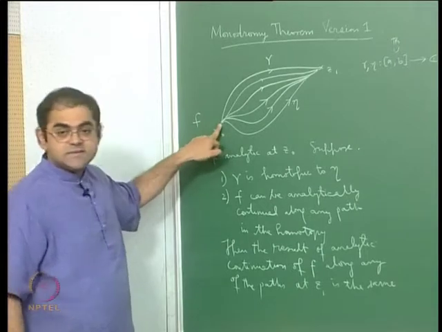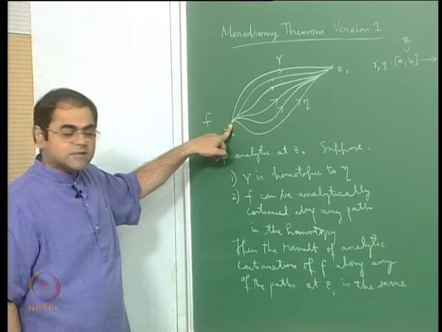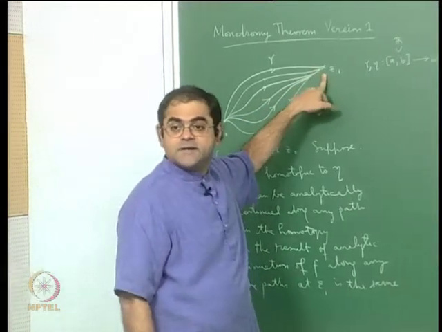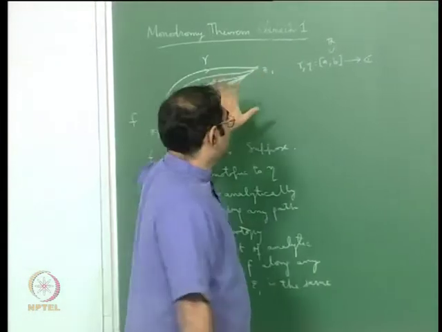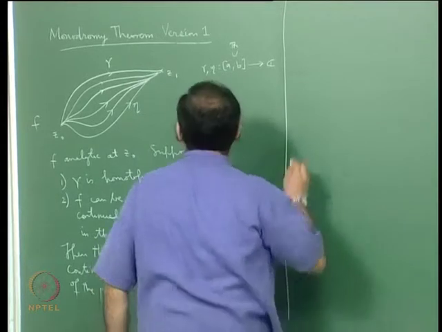The starting function is the same, the analytic function you are starting with at the starting point is the same, and what it gives is the uniqueness of the analytic function that you will get at the ending point. That is the monodromy theorem. So this is version 1. And then what is version 2?